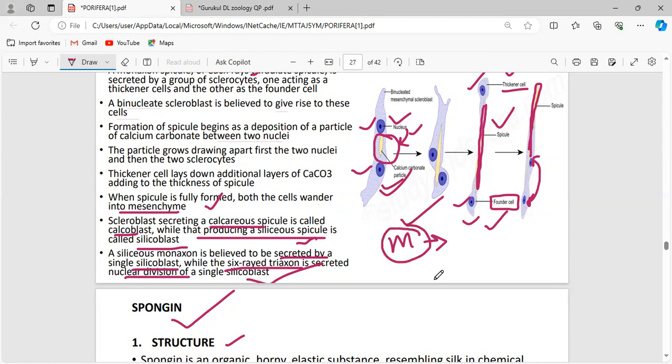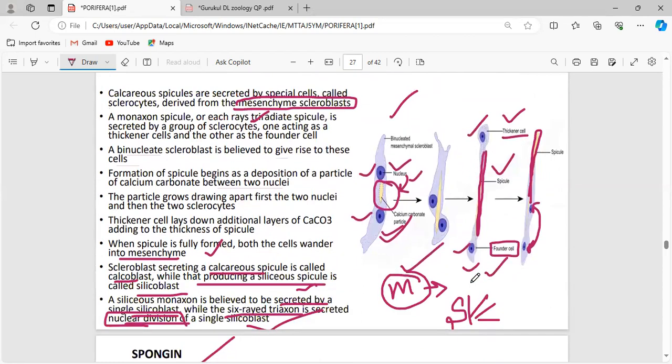But if it is to give rise to a triaxon, which has six rays, the scleroblast has to undergo nuclear division. If it undergoes nuclear division, many scleroblasts are present. These scleroblasts will give rise to the triaxon, tetraxon and polyaxon. That's all about the development of the spicules.